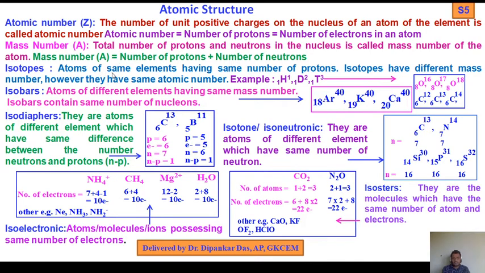Isotopes: atoms of the same element having the same number of protons. Isotopes have different mass numbers, however they have the same atomic number. For example, the hydrogen isotopes 1H1, 1D2 and 1T3: hydrogen, deuterium, tritium. Here you see the same number of protons, 1, 1, 1, that is the number of protons, nothing but atomic number. But different mass numbers, that is 1, 2, 3.